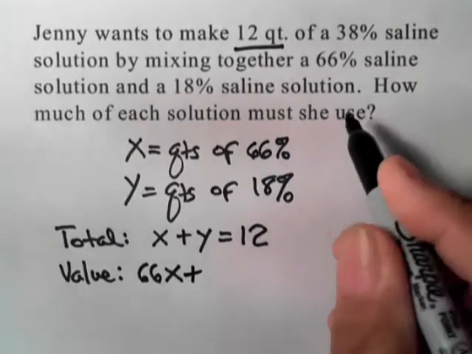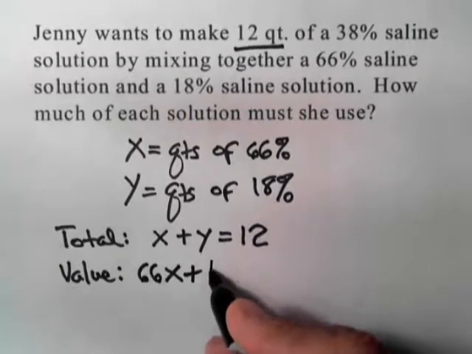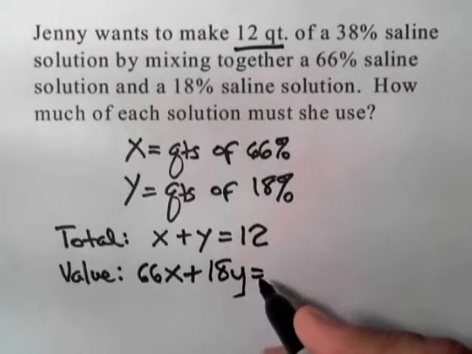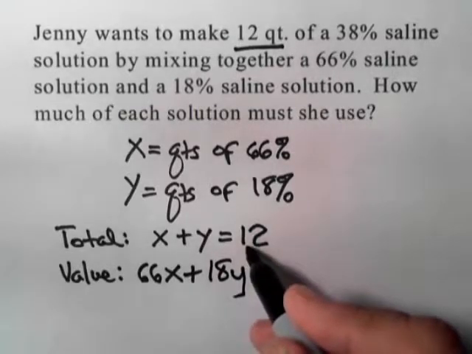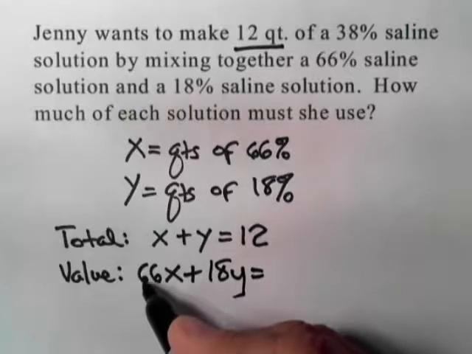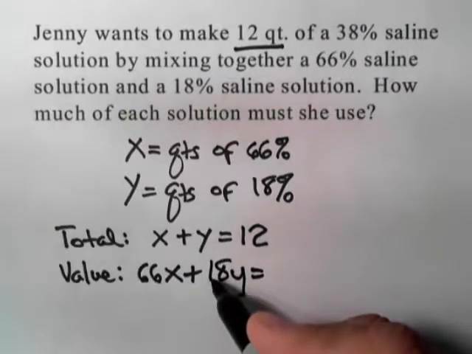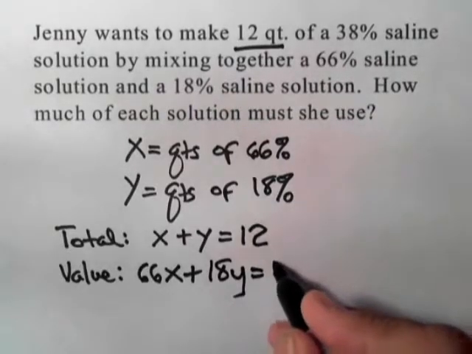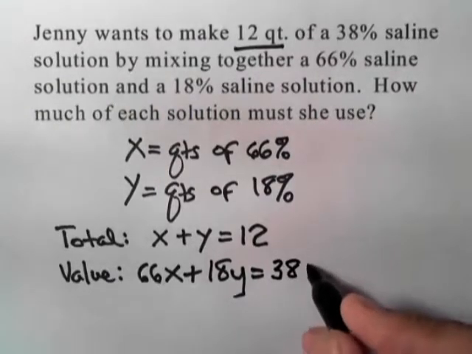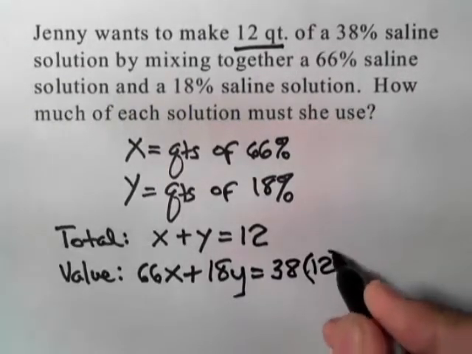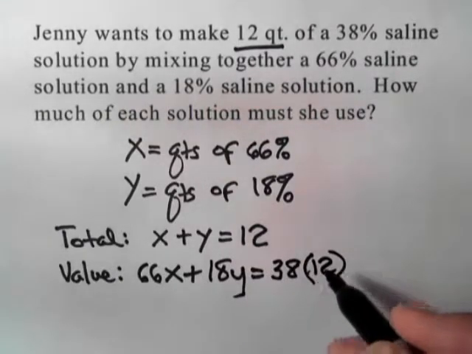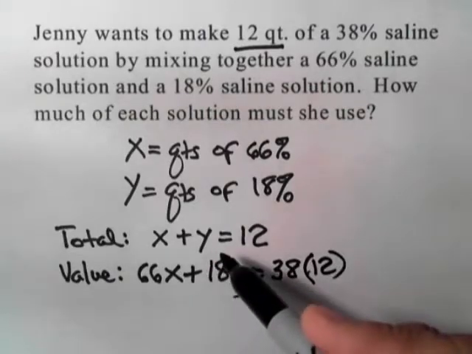Okay, now, plus Y, which is the 18, so I'll go 18Y, equals, now here's the thing that you have to make sure you do. Remember, we took X and multiplied it by how much salt it had, Y multiplied it by how much salt it had. We've got to multiply the 12 here by how much salt it also has, and it's going to be 38%, which again I'm just writing as a whole number here, times 12. Okay, well these are the two equations that'll solve it for us.